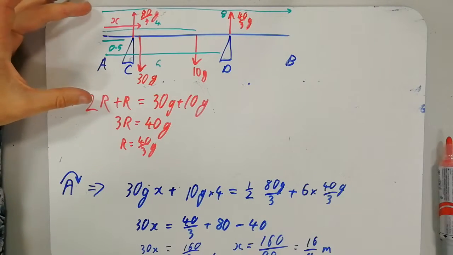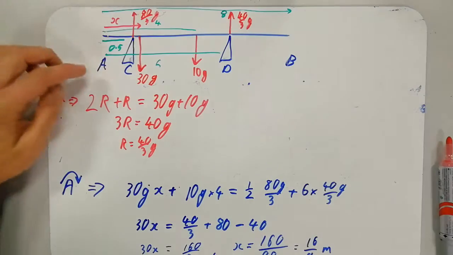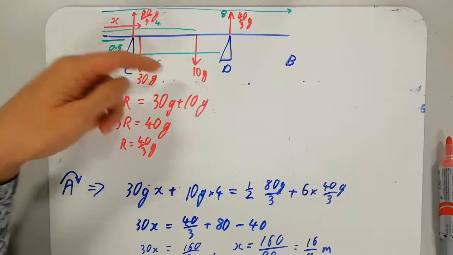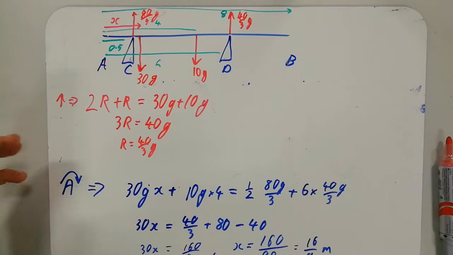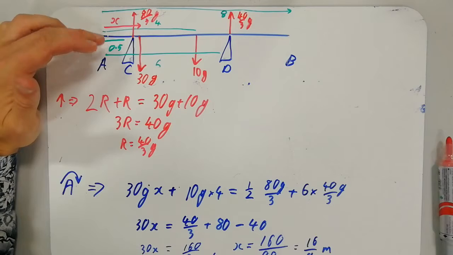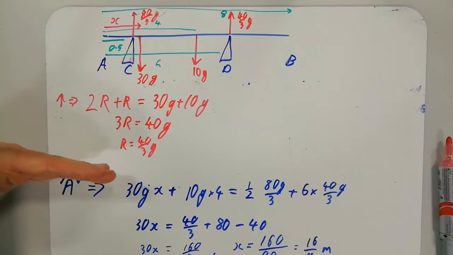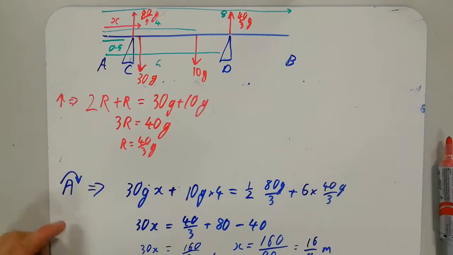Translate all of the information given to you into your diagram. Reaction forces, weights, uniform rod, stuff like that. If it's uniform, it acts through the middle. If it's non-uniform, you don't know where that force is acting through unless they tell you in the question. Okay, we then resolved vertically. Because we knew that forces down must equal forces up, it's an equilibrium, that gave us the value of R.